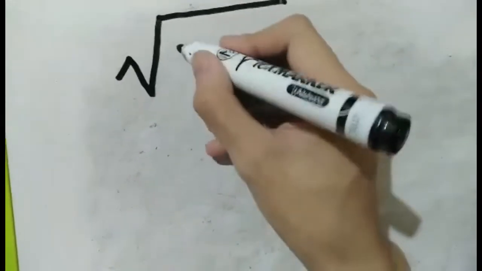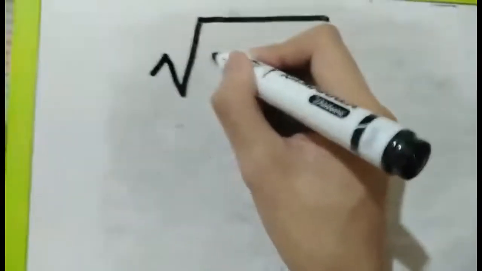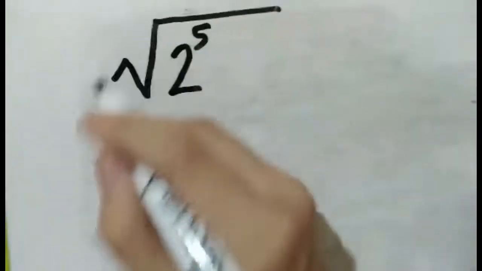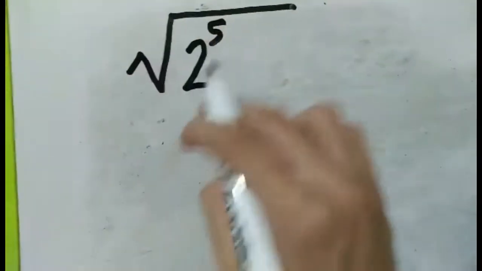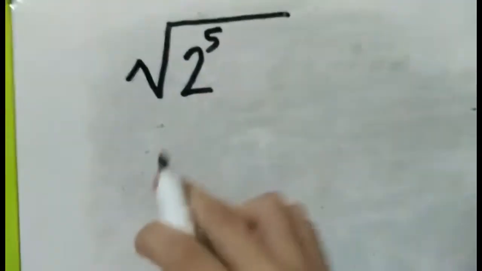Okay, let's try something different. What if we have the square root of the square root of 5, the square root of 2 raised to 5. What do we do here?